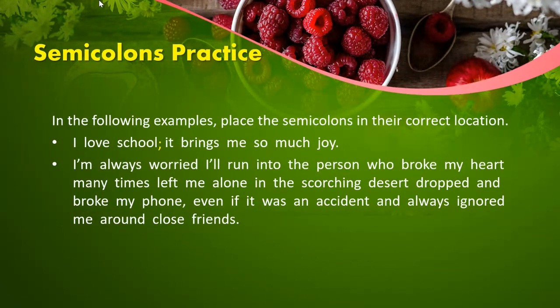Our second example reads, I'm always worried I'll run into the person who broke my heart many times; left me alone in the scorching desert; dropped and broke my phone, even if it was an accident; and always ignored me around close friends. As you can see, this sentence contains a list of items, and one of those items contains a comma. So, to accommodate for this, rather than using a comma to separate the list of items, a semicolon would be more appropriate.